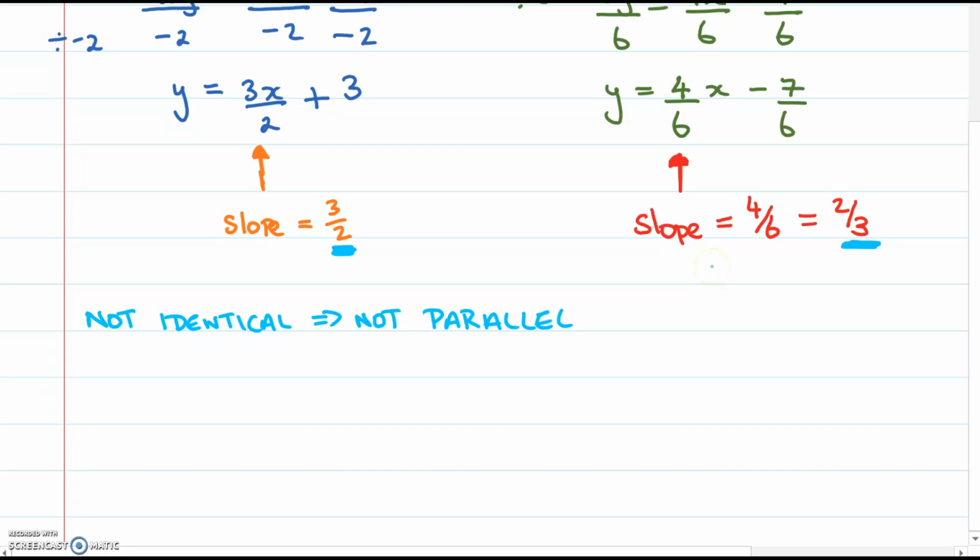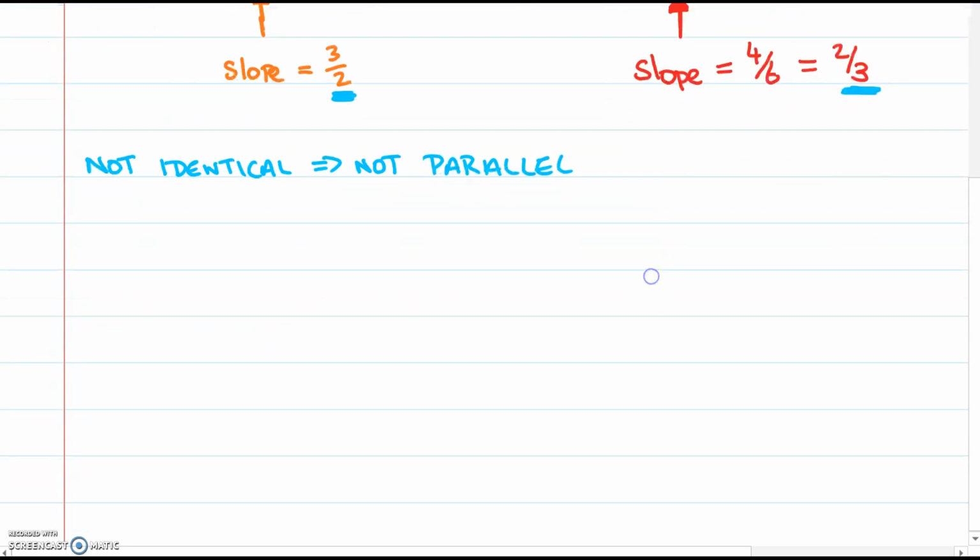Then to check whether or not they're perpendicular to one another, we're going to multiply the slopes together. If we get minus 1, then the two lines are perpendicular. So the first one is 3 over 2, multiplied by the second one, 2 over 3. A positive times a positive is positive. On top, 3 times 2 is 6. On the bottom, 2 times 3 is 6. So that's plus 1. They're only perpendicular if you get negative 1, and here the product is not negative 1.